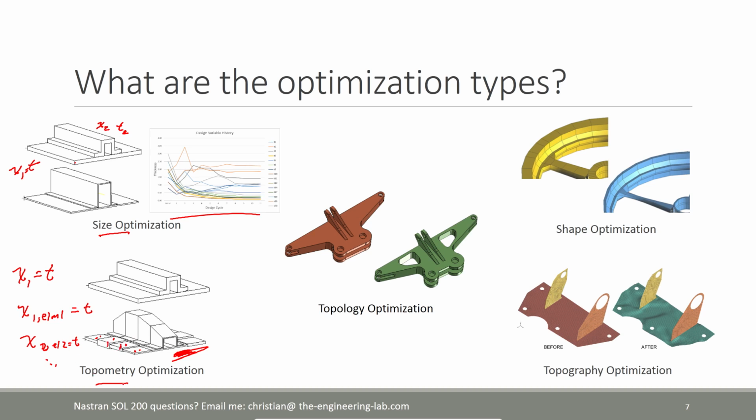So topology optimization is basically size optimization, but there's a design variable created for each finite element. Now, topology optimization is generally used to determine designs that have the highest stiffness.